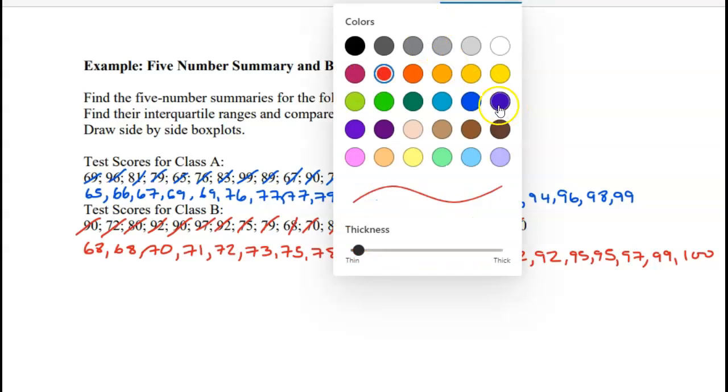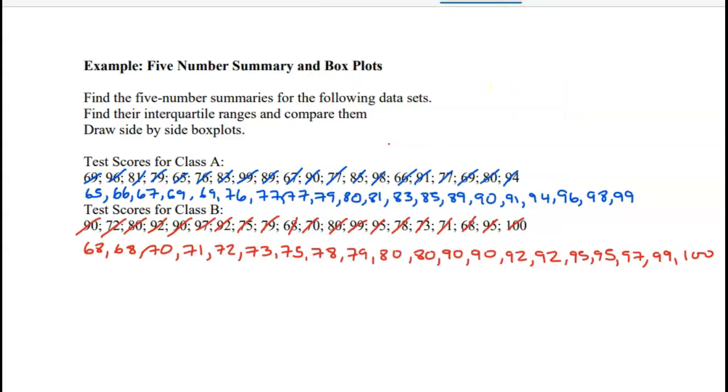Alright, so with the sorted data, we can find the 5 number summary. The 5 number summary consists of the minimum value and the maximum value at both ends. Then there's the median, also called Q2. And there's Q1, the first quartile. And there's Q3, the third quartile.